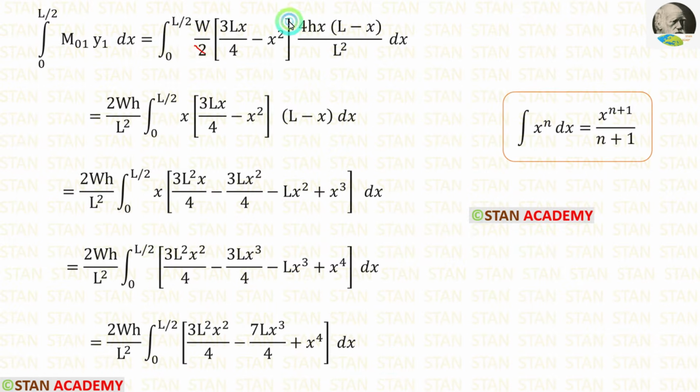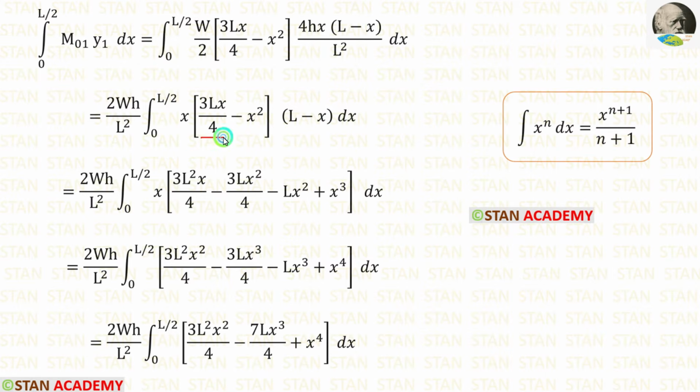We can cut this 2 and 4. Here it will be 2. Then we can take the constants outside. W, L square, H, these two are the constants. We can take them outside. Then let us multiply these two values.